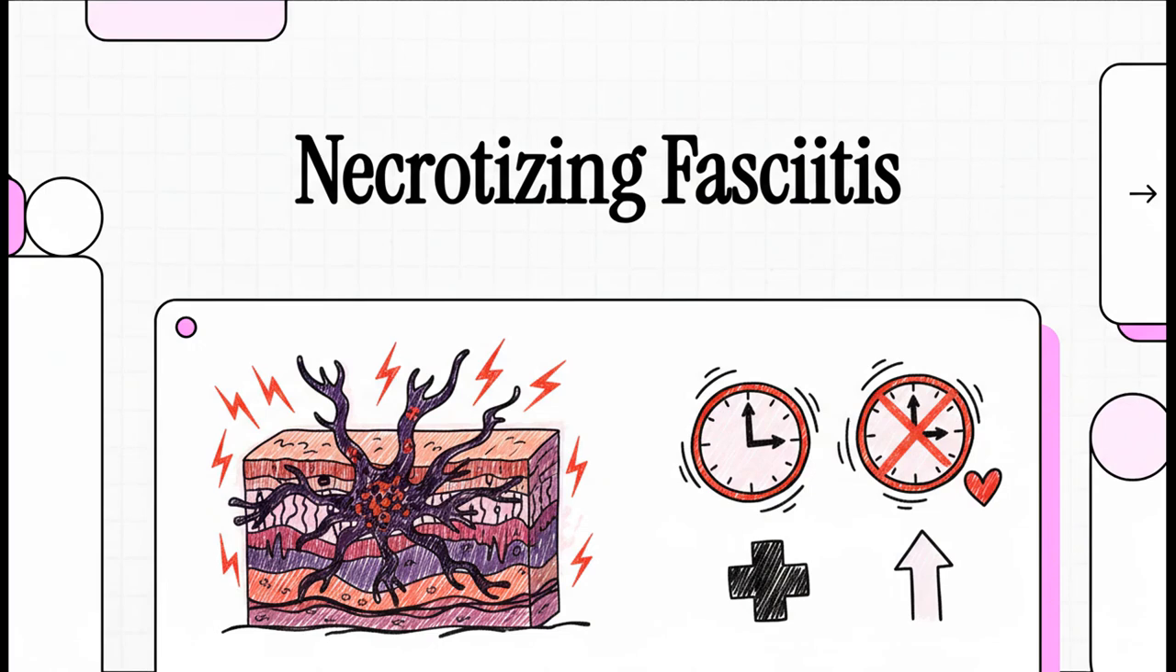All right, let's talk about necrotizing fasciitis. Now, if you're gearing up for your finals, this is one of those topics you have got to know cold. We're talking about a high-stakes, time-critical emergency where what you do and how fast you do it can literally mean the difference between life and death.